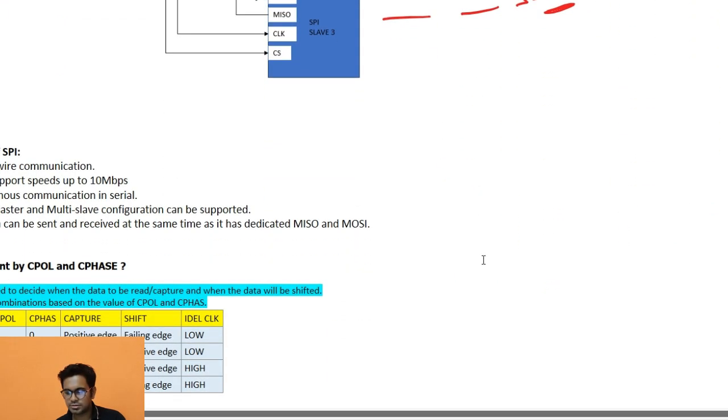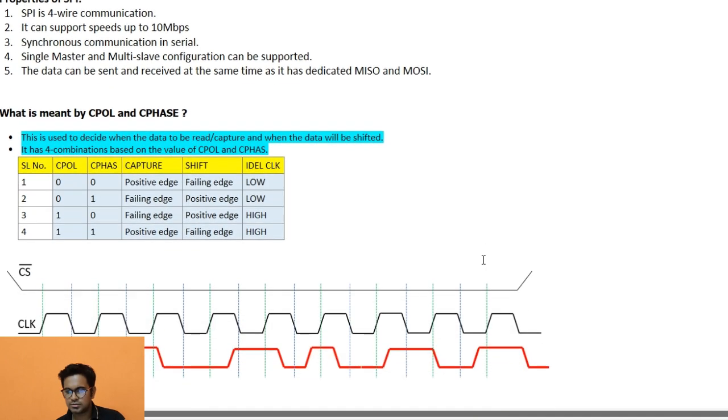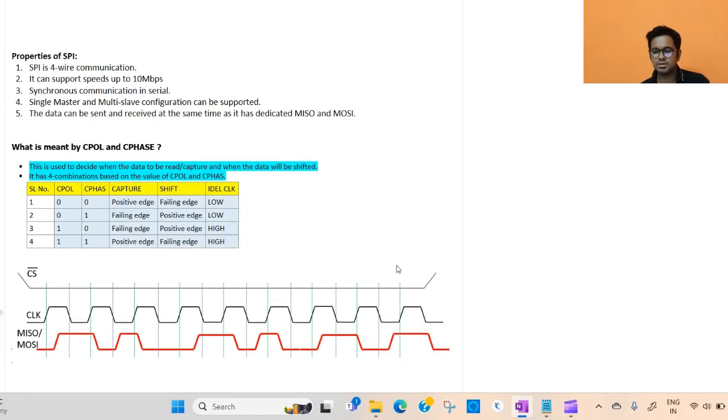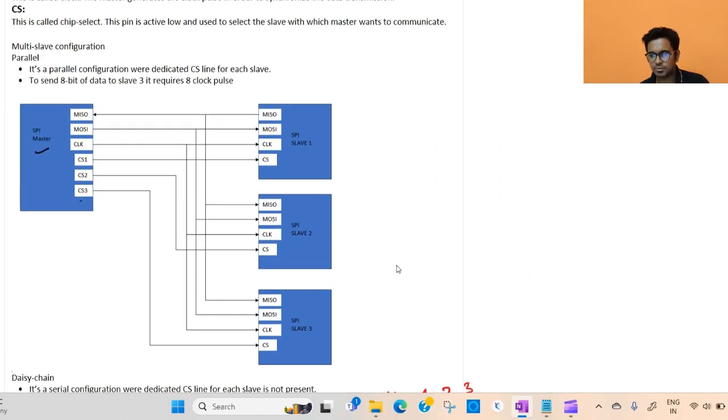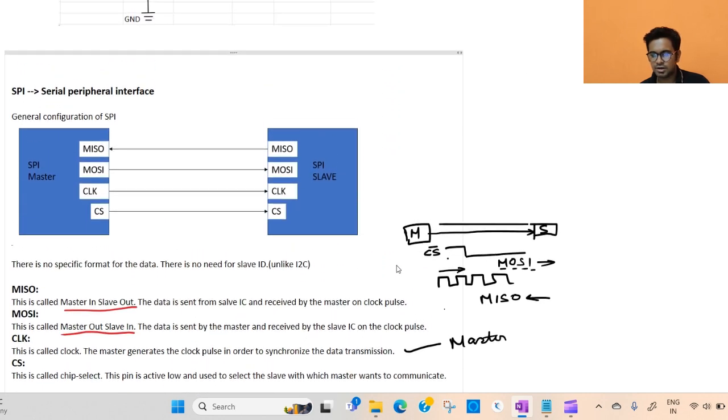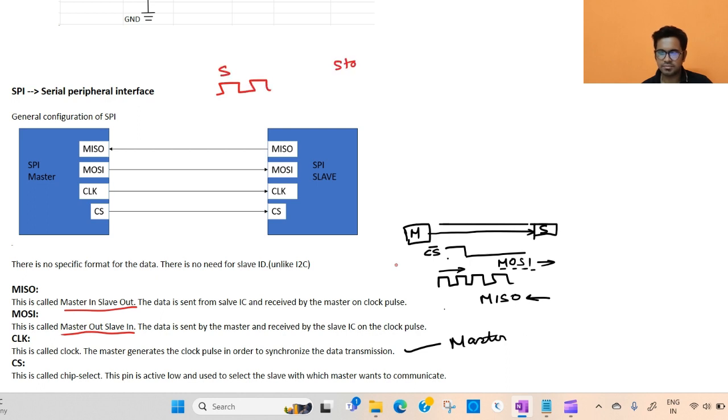Now let's look into some properties of SPI. From the interview perspective, these things will be asked. And one more thing that I missed is that for other protocols, you have seen some specific things, like the start bit, then at the end a stop bit, in between some address and all. But for SPI, there is no such thing. It all depends upon how you want to send the data or how the slave is configured.